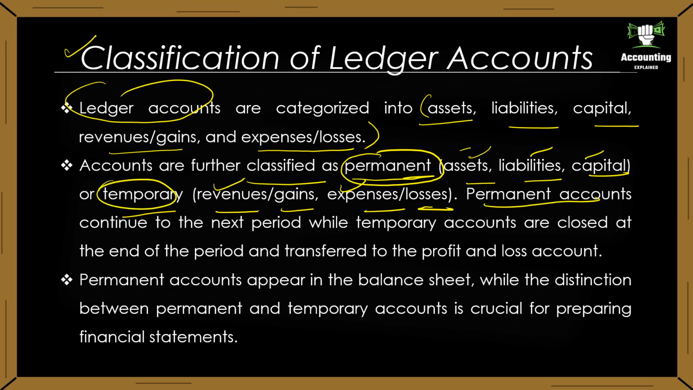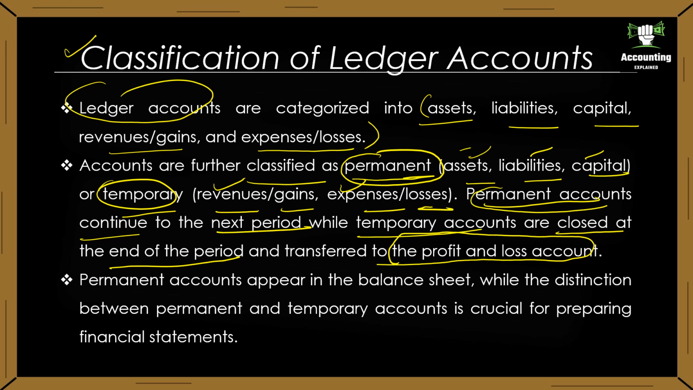Permanent accounts continue to the next period. It will be carried on to the next period. While the temporary accounts are closed at the end of the period, because within that period it is going to be exhausted, right? So at the end of the period, those accounts will be closed. And whatever the balance is in that account will be transferred to the profit and loss account. Whereas permanent accounts will be transferred to the balance sheet. Just keep this in your mind up to here. Later when we see, you will be able to understand it very smoothly.